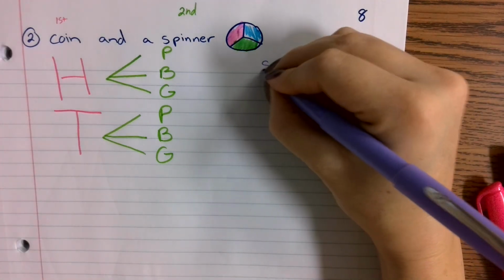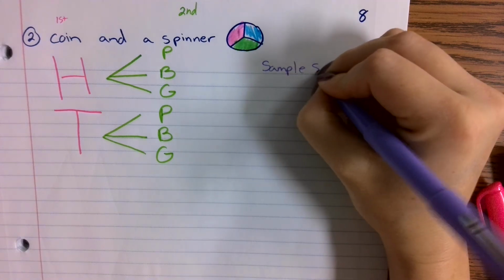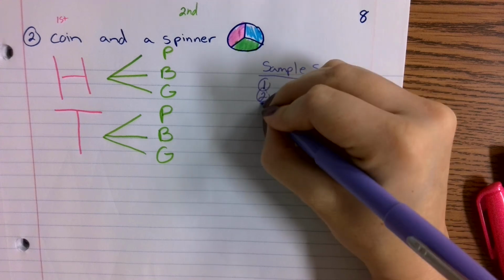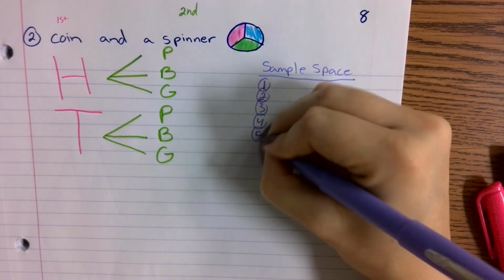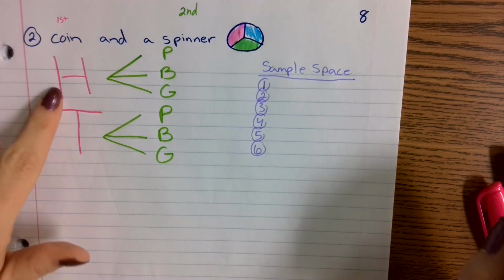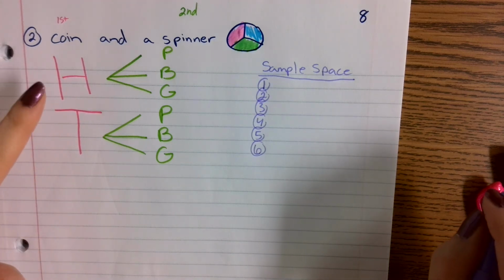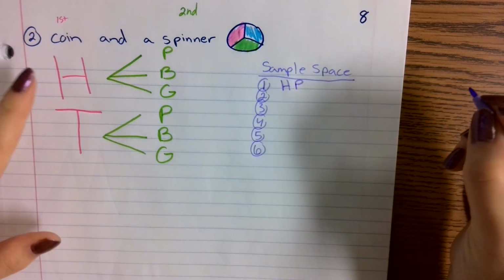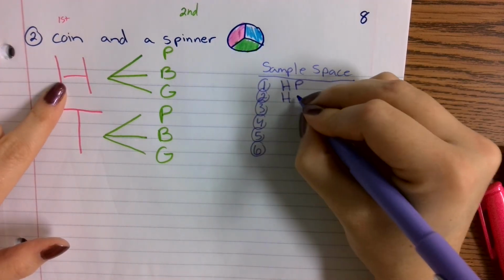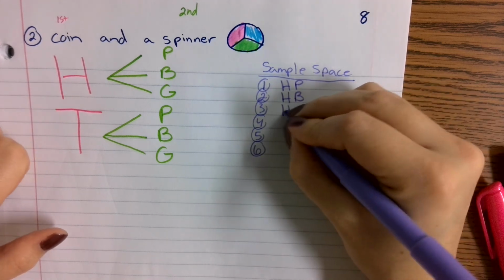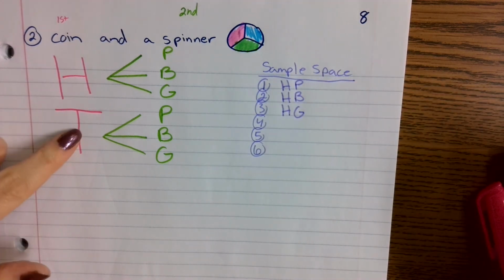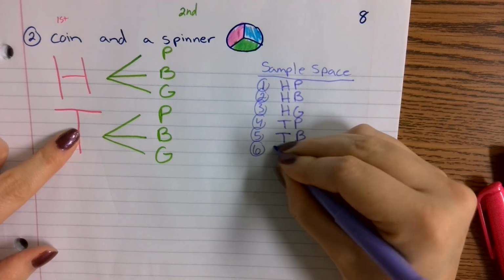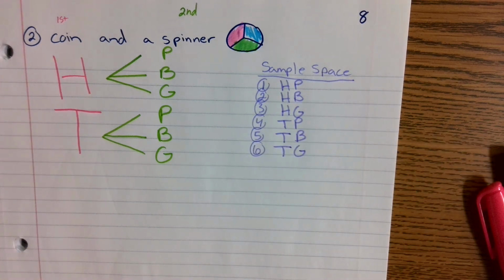My sample space is just depicting each of these. So my first possible outcome is to land on heads and pink. Then we could get heads, blue, heads, green. Then we could go to tails, pink, tails, blue, tails, green. There's my sample space.